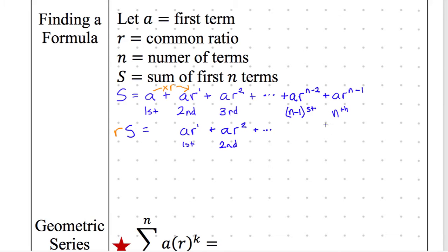All right. What happens here to this AR to the n minus 2 term? When I multiply that by R, it turns into what? If I multiply this second to last term by R, is it AR?